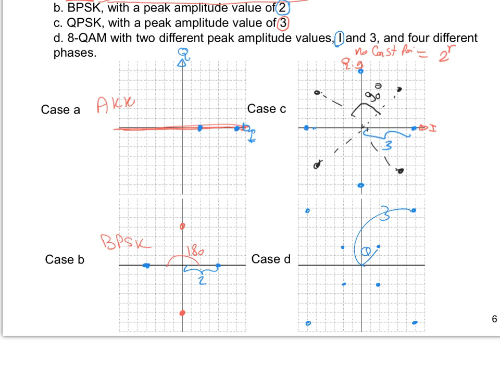How can we calculate the bandwidth for all these cases? We have studied one equation that we can use to calculate the bandwidth for all these cases. Does anyone remember it? Does anyone remember the equation? No one.